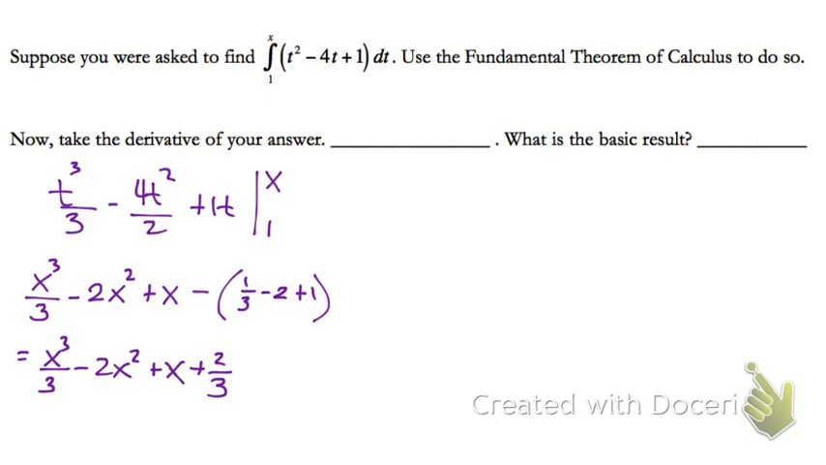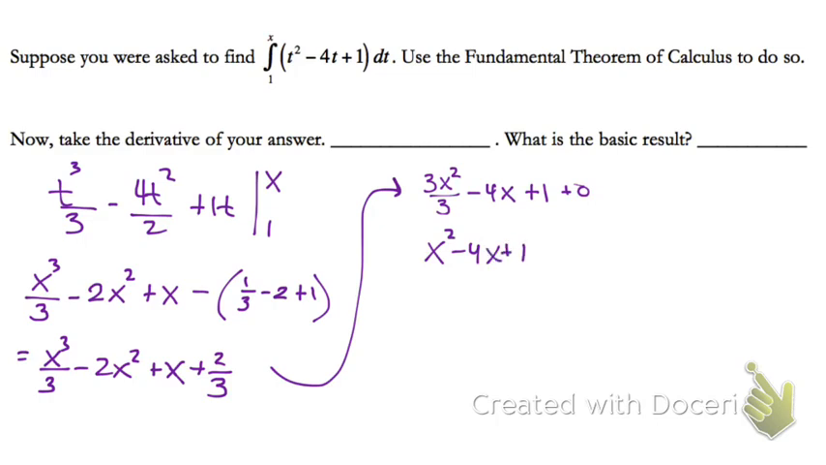Next it says, now take the derivative of your answer. Okay, let me take the derivative of this. The derivative of x cubed over 3 is 3x squared over 3. The derivative of negative 2x squared is negative 4x. The derivative of x is 1, and the derivative of 2/3 is 0. So if I simplify that a little bit, I get x squared minus 4x plus 1.